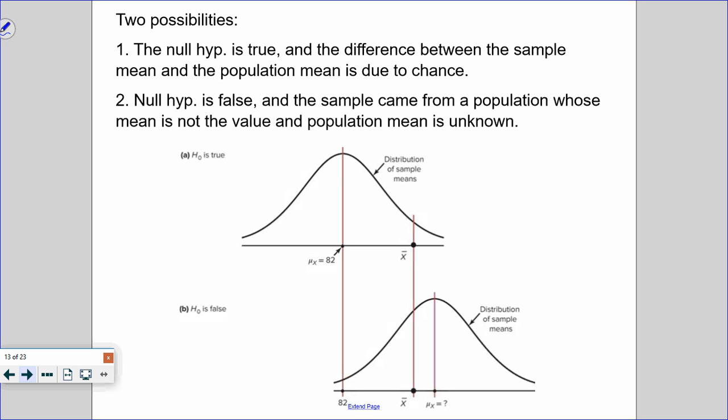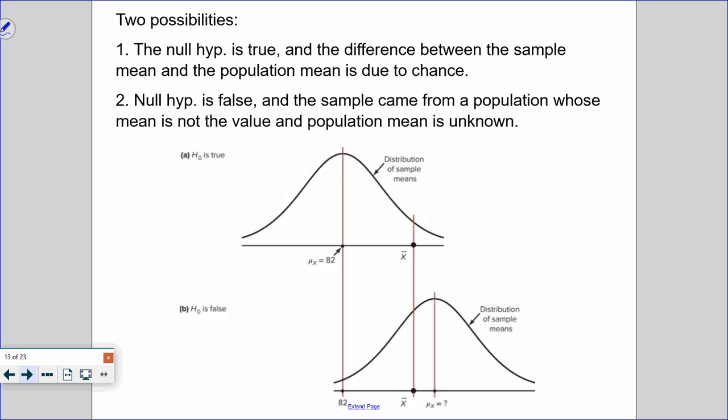Okay, so there's two possibilities. The null hypothesis is true, and the difference between the sample mean and the population mean is due to chance. Okay, so if the null hypothesis says that the actual money they spend is $30, so it's equal to 30, and we have a sample and that's different than the population, that's due to chance. That it's not actually because they did better.